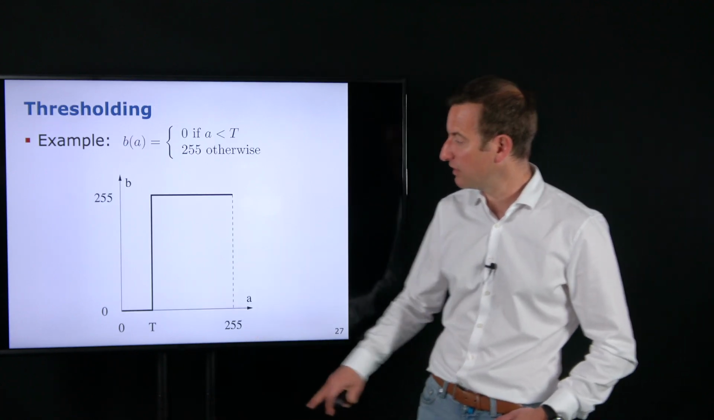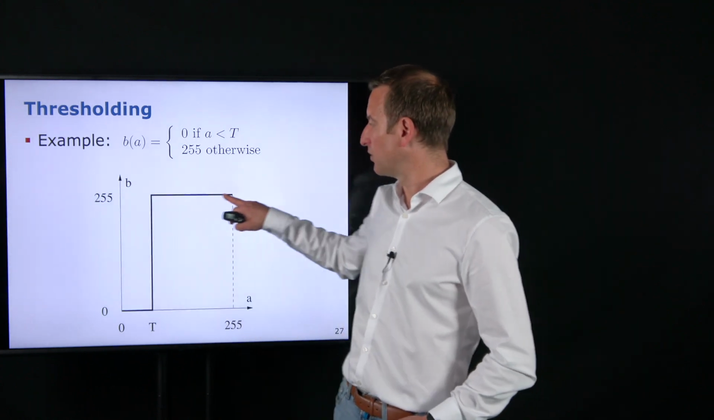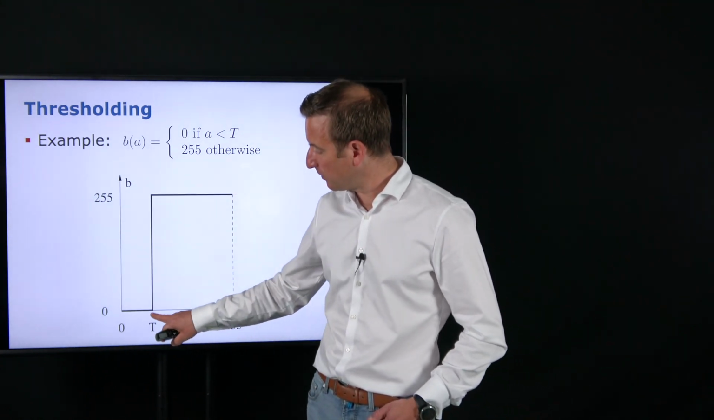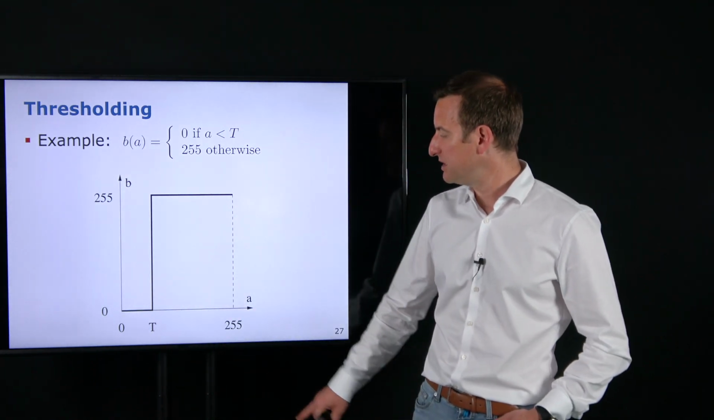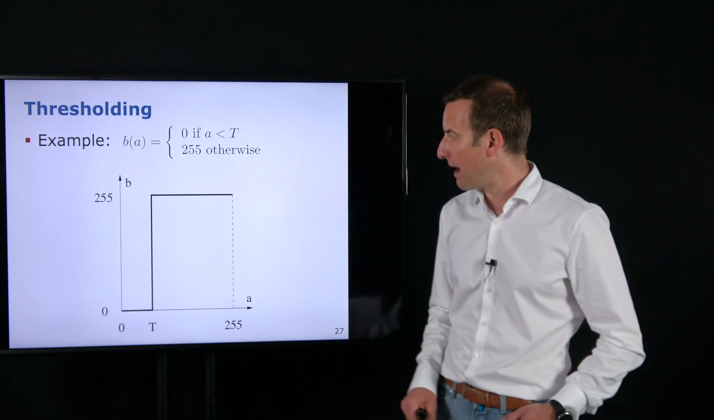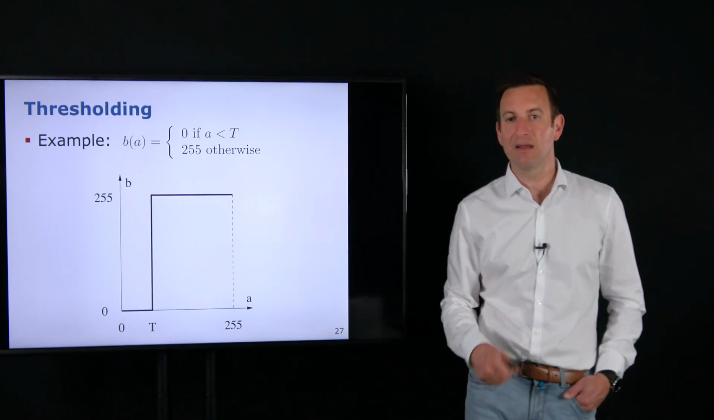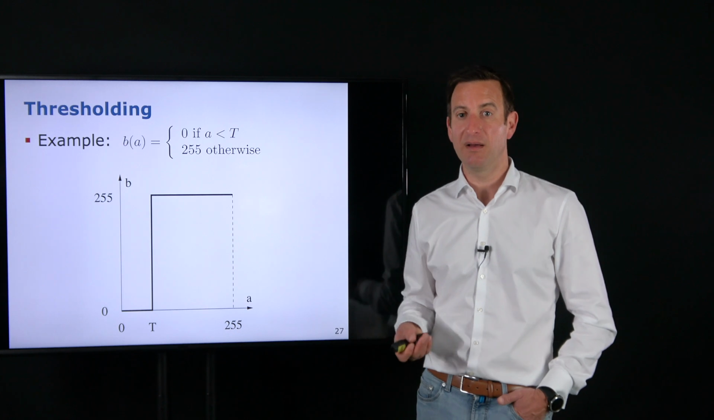And if you look at this nonlinear function, it would look like this. So all intensity values smaller than t will turn into black. Everything which is larger than or equal to t will be mapped to the white pixel value, and will be a 0 and 1.